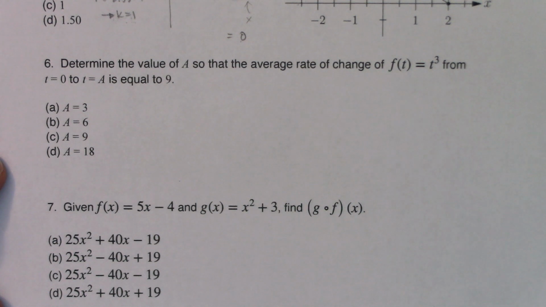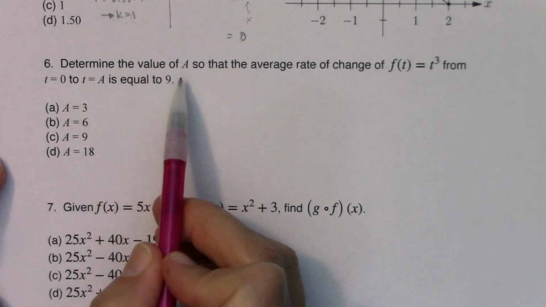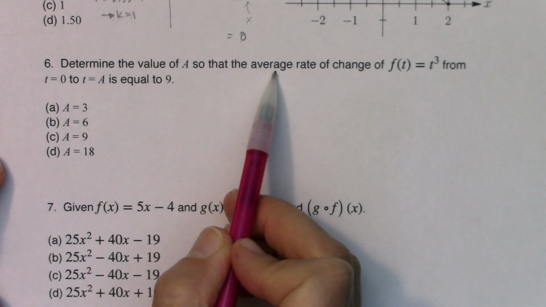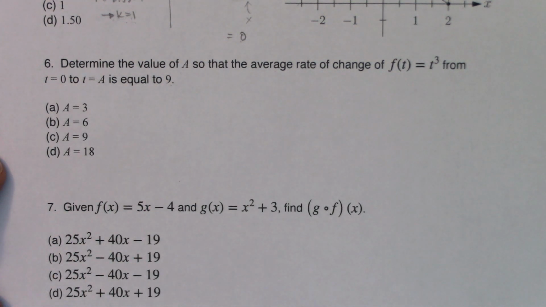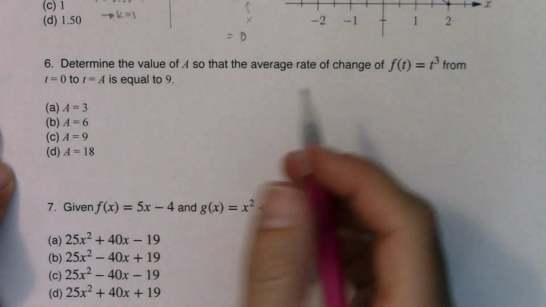Right, folks, let's look at multiple choice number 6. So this says determine the value of a so that the average rate of change of this function from 0 to a is 9. That is a lot of information. So let's break this down.